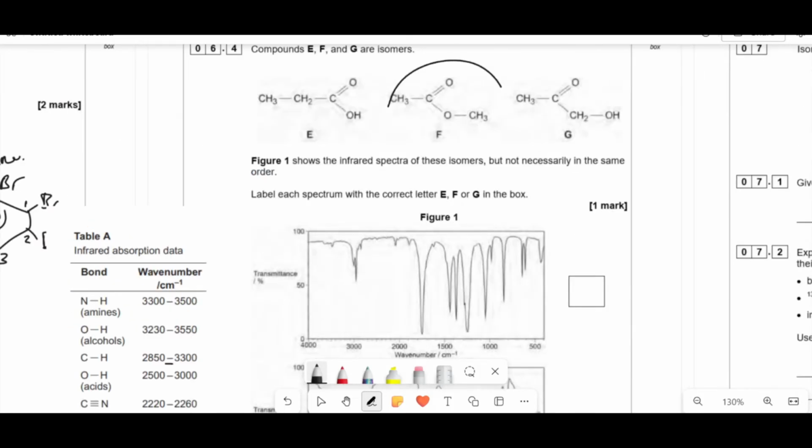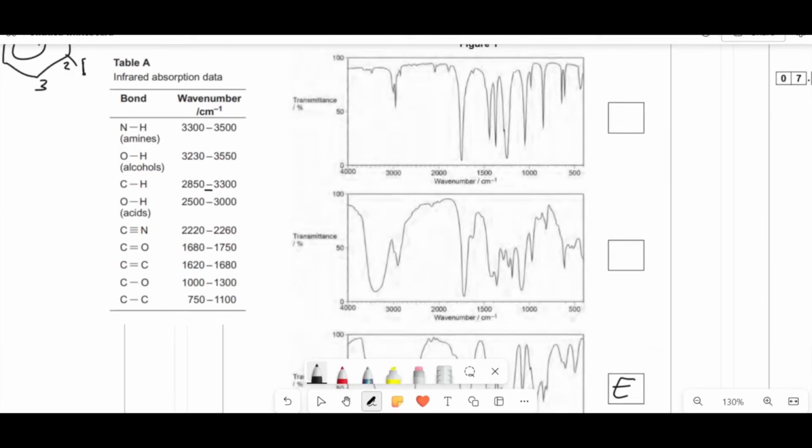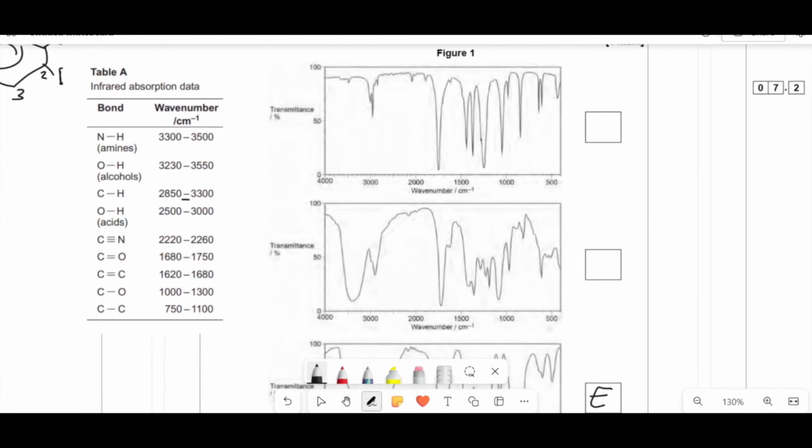However, for F and G, the difference here is I'm looking for a double bond O and a C-O. And here it's got a double bond O and it's got an alcohol group. So an alcohol group's going to have a different range. So immediately I'm going to go in for the kill and look for the one with the OH, and that'll be the other one. So if I look here with OH alcohols, it's 3,250 to 3,550, which you can see is like around here to there. So that's immediately that one. So that one's G. So then the other one's F.